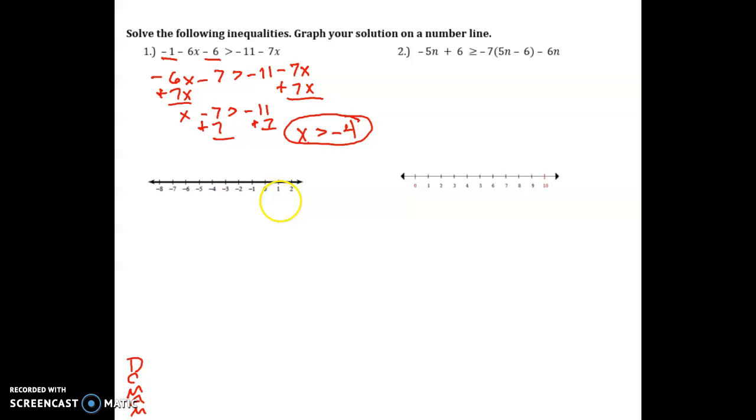We're going to go to our number line and we go to where -4 is. It's greater than, so it's an open circle. It's going to go to the right because it's all numbers greater than. All numbers greater than would be to the right.